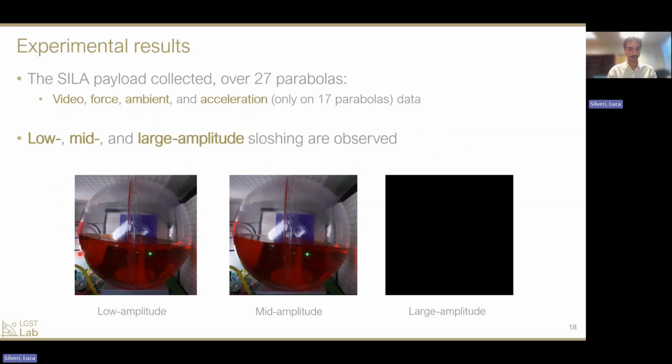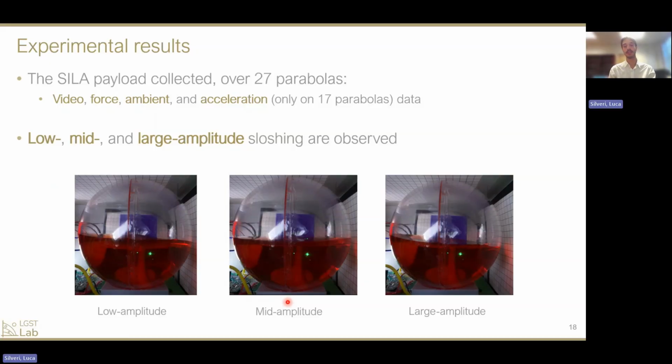so by low amplitude sloshing, we mean the oscillation of the free surface around its equilibrium position. By mid amplitude sloshing, we mean both oscillations of the free surface around the equilibrium position, like can be seen now, and also somewhat larger movements of the free surface and the contact line. And finally, with large amplitude sloshing, we can observe large motions of the contact line on the walls and of the free surface, as can be seen on the right.